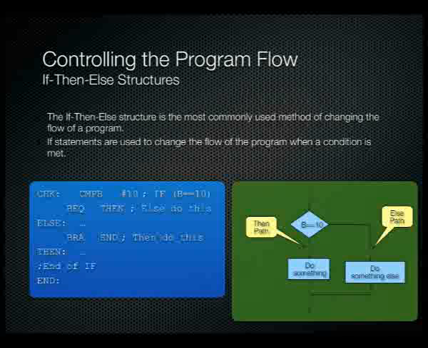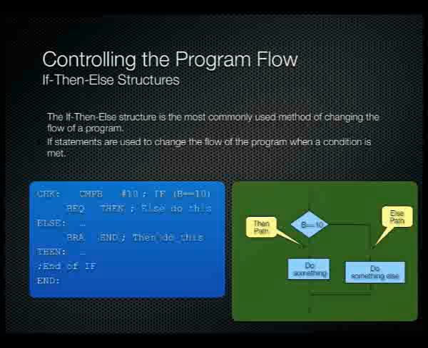So on the flowchart, we have the diamond, we have the true path, and we have the false path. So we have two different things we need to do. And then after we do those two things, we need to combine back together. They both have to meet up at the same instruction at the end.